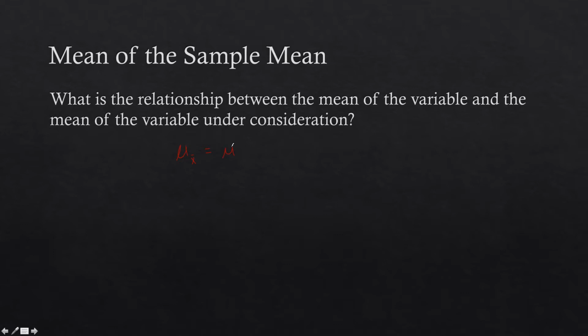In other words, for any particular sample size, the mean of all possible sample means equals the population mean. So, mean of sample means equals the population mean. So, let's look at an example.